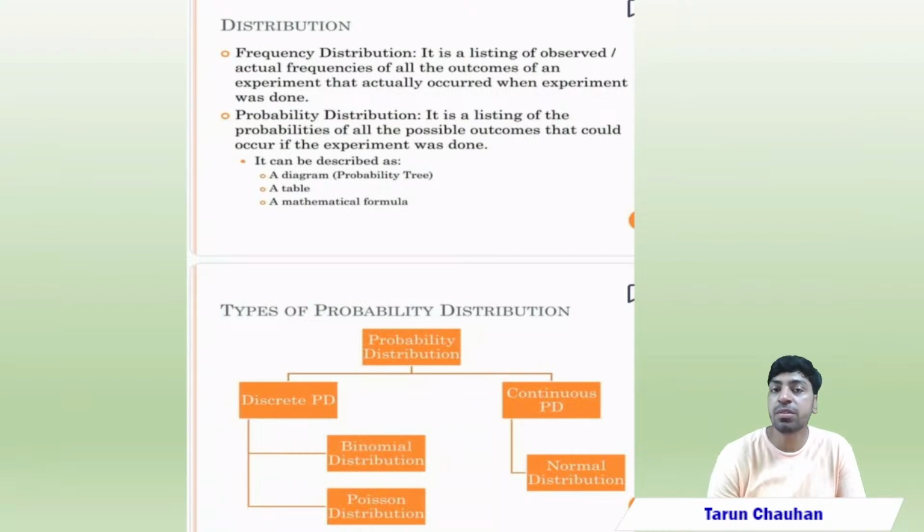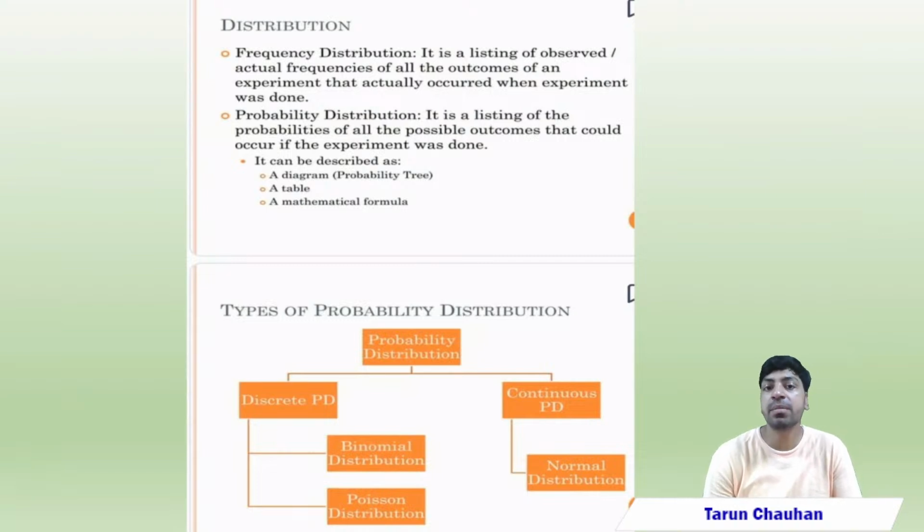So frequency distribution refers to a list of observed and actual frequencies of all those outcomes of a possible experiment that actually occurred when the experiment was being done. This is a frequency distribution.